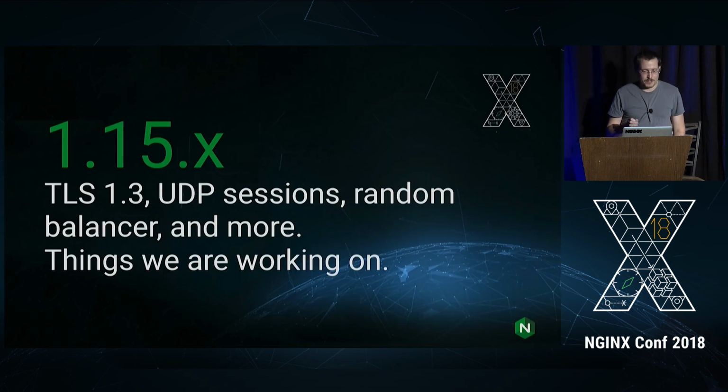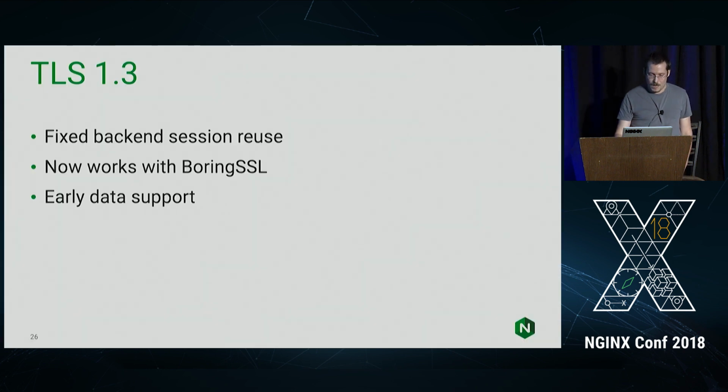And now the 1.15 branch, things we are working on now. We further improved TLS 1.3 support and fixed backend session reuse with TLS 1.3. Now TLS 1.3 can be used with BoringSSL and not only OpenSSL. And now we support early data mode, so resumed TLS connections will not require any extra round trips for the handshake process compared to a simple TCP handshake.